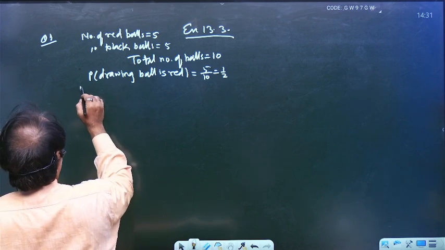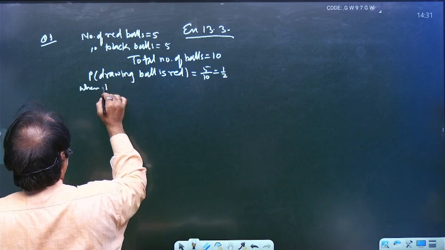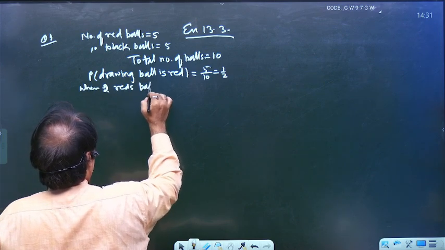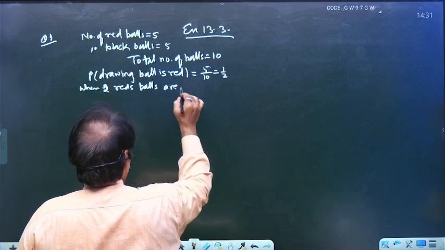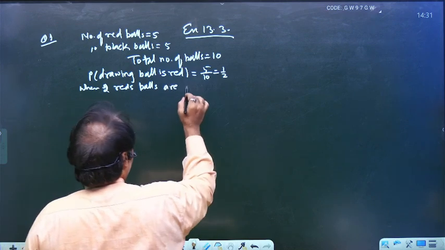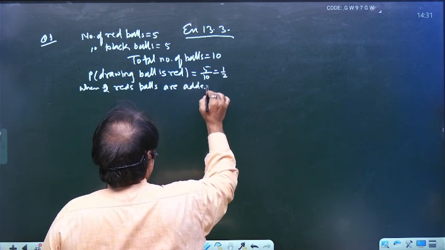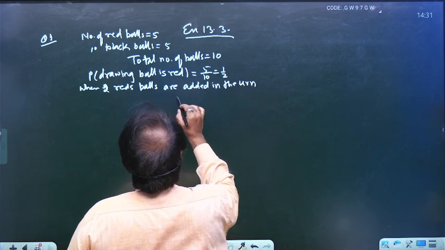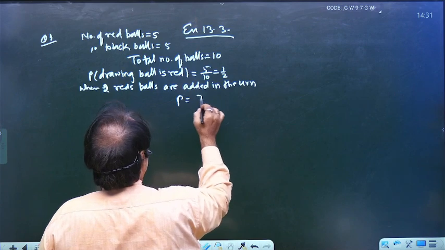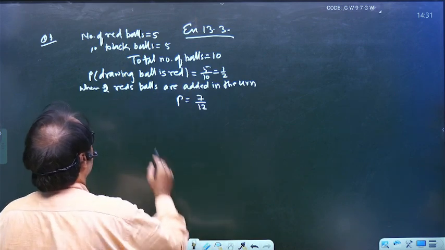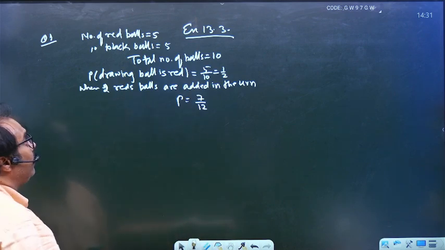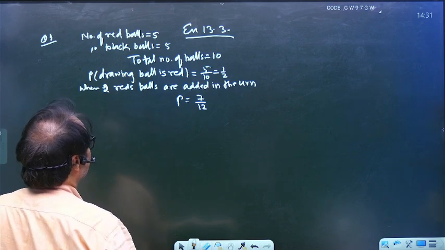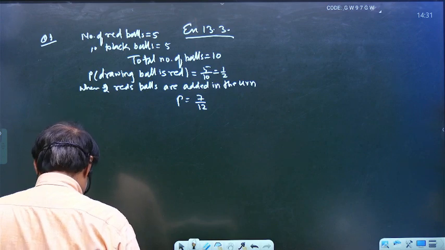So when 2 red balls are added in the urn, then probability will be 7/12, because number of red balls will be 7 and total balls will be 12. So probability in this case is 7/12. Okay.